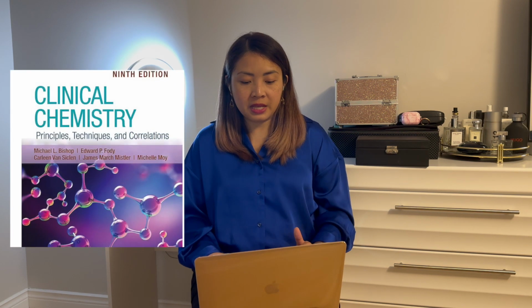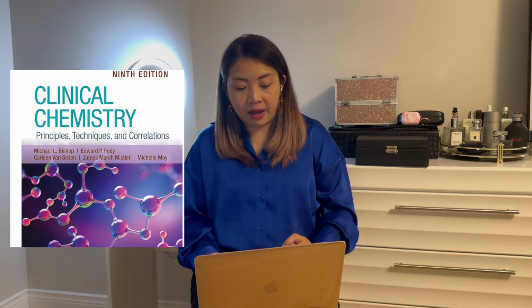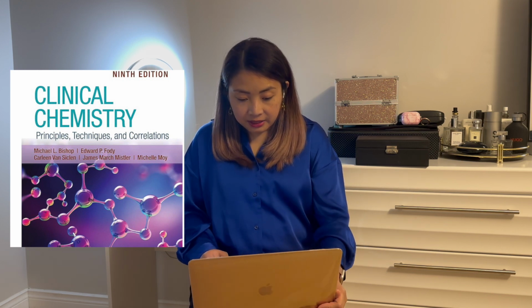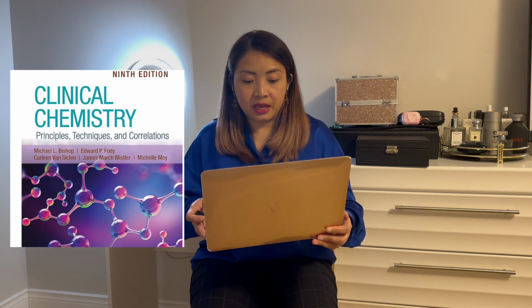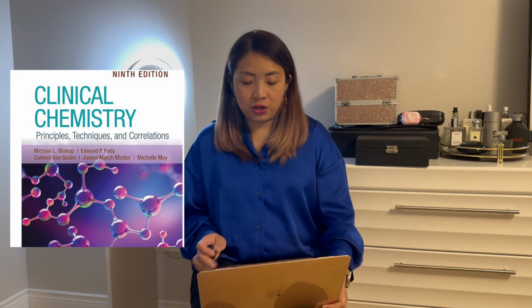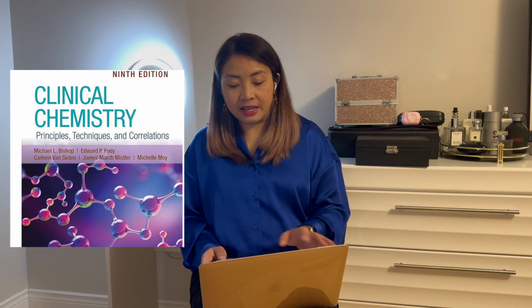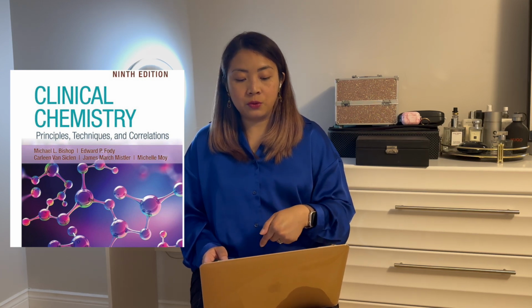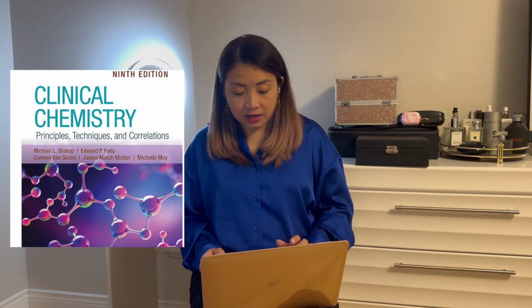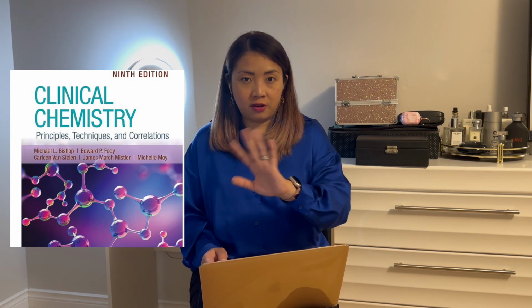The second discipline is clinical chemistry, and the book that I used is Clinical Chemistry: Principles, Techniques, and Correlations by Michael Bishop, Carolyn Van Sicklen, Edward Fody, James Misler, and Michelle Moy. Sorry if I didn't pronounce some of the names correctly. But that's the book that I used, and the latest edition that you can find now is the 9th edition. There's a picture on your screen right now, and I will put a link in the description box.